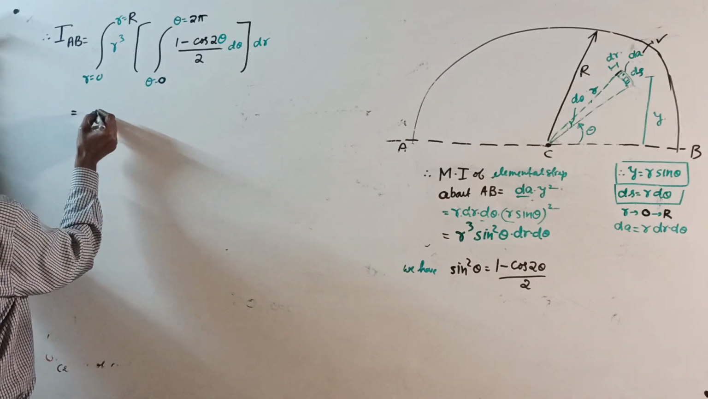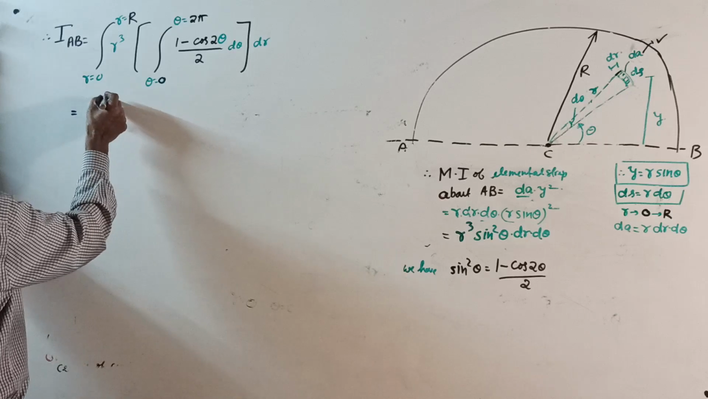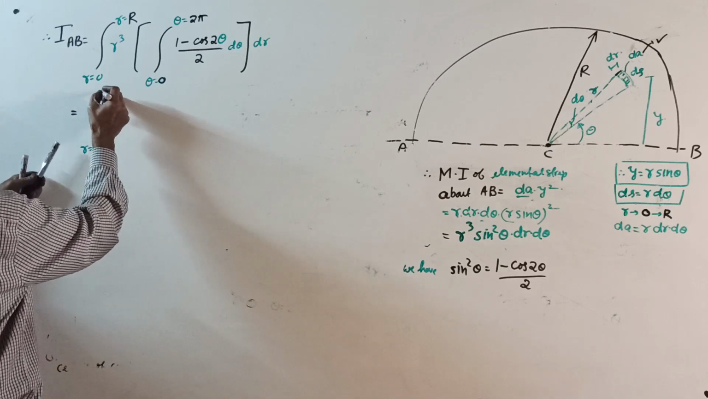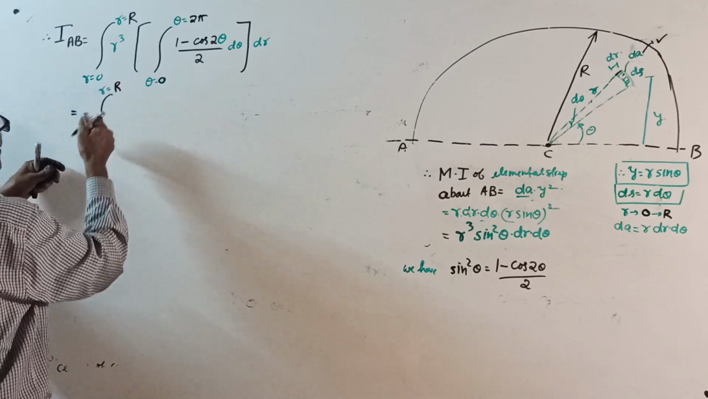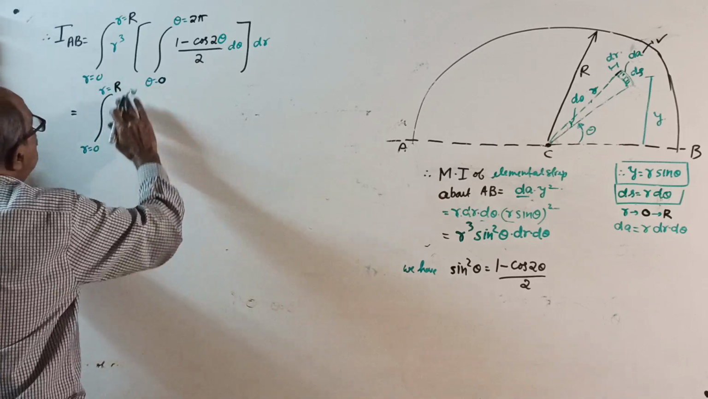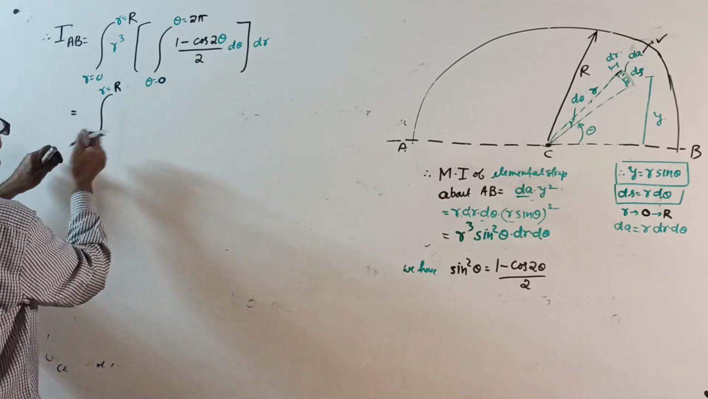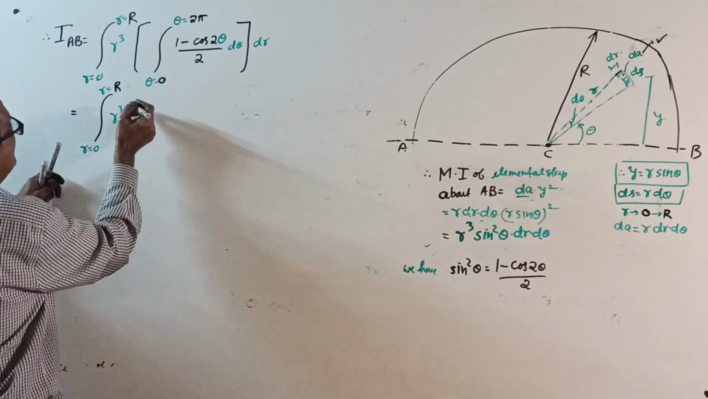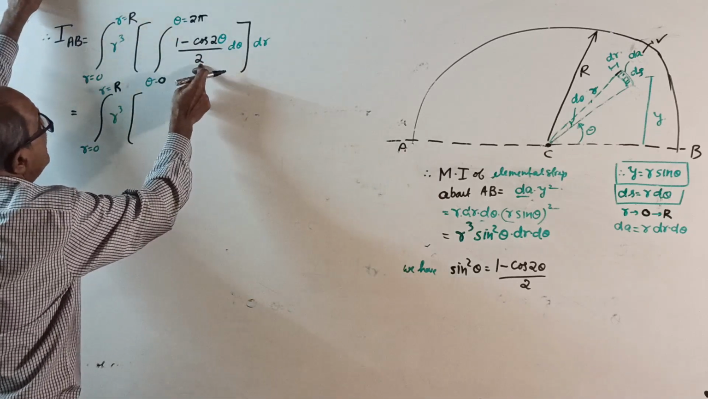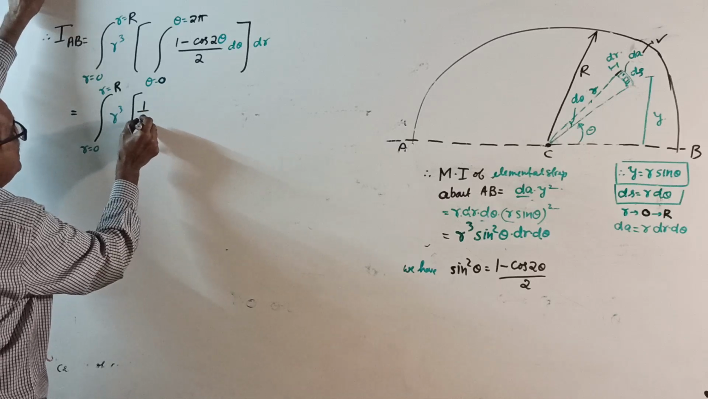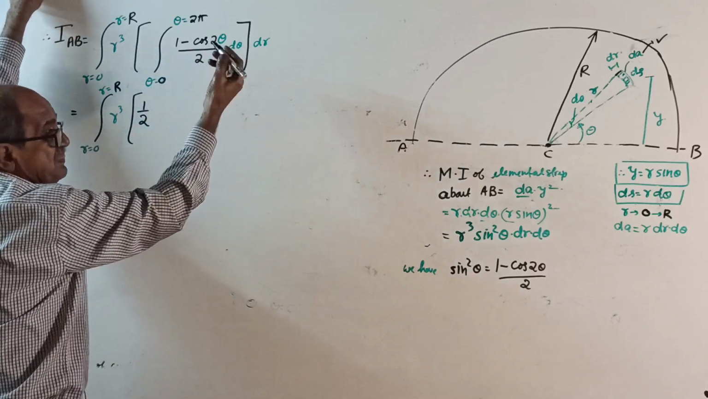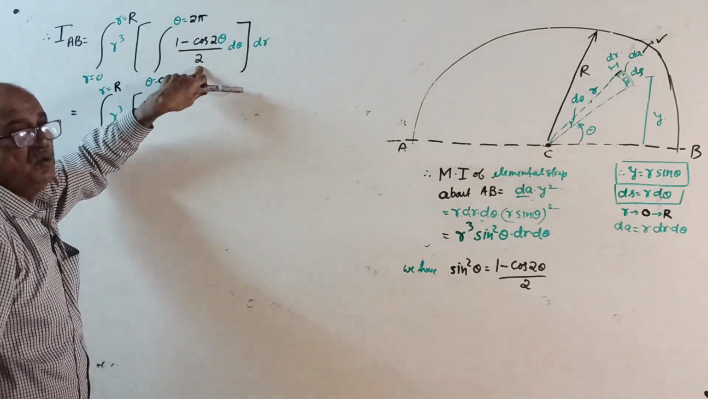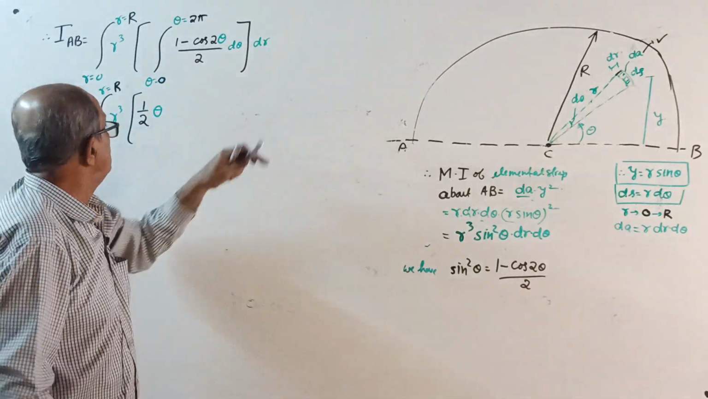Equal to, see here, integration r equal to 0 to r equal to capital R of r cube. So I had forgotten, r cube will remain here only. r cube times, okay, start. Integrate. 1 by 2, see, 1 by 2 into, nothing is there. Nothing is there means theta. See, when you integrate a constant, 1 by 2 is actually a constant, it becomes constant into theta.